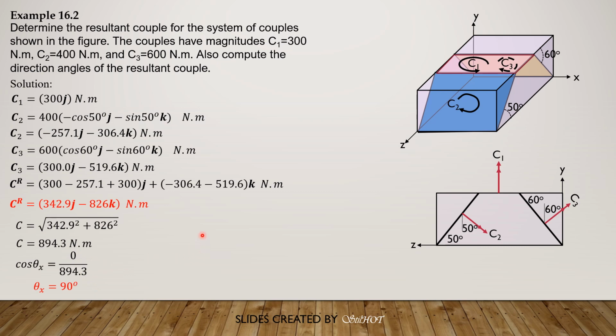Cosine theta y is equal to Cy, which is 342.9 divided by 894.3. So the inverse cosine of 342.9 over 894.3 is equal to 67.45 degrees. Then finally, cosine of theta z is negative 826 over 894.3. So theta z is more than 90, equal to 157.5 degrees. So those are the direction angles. Then this is the resultant couple in vector form.